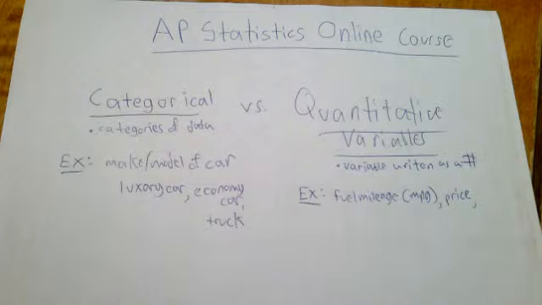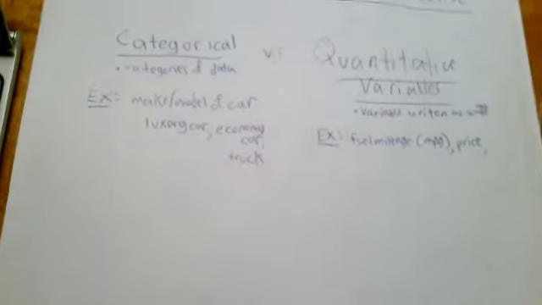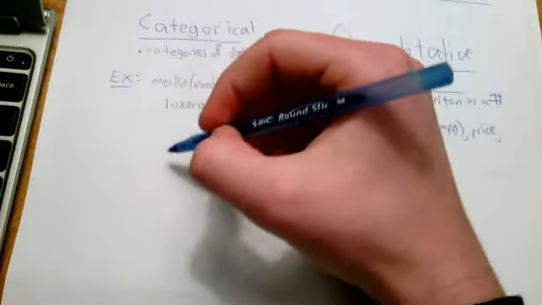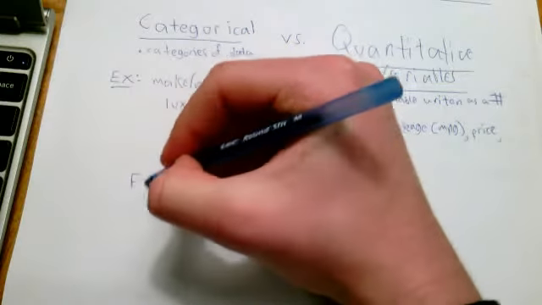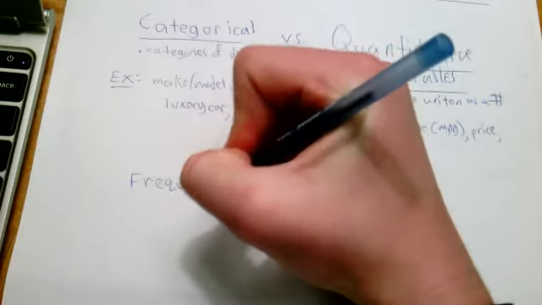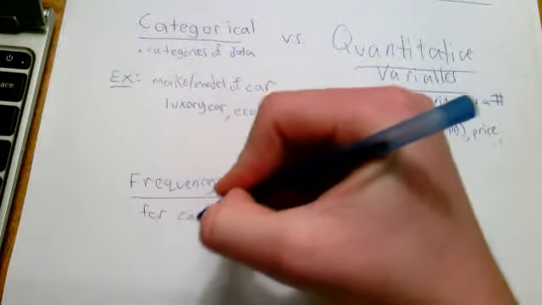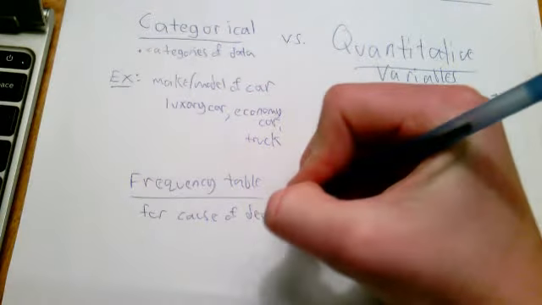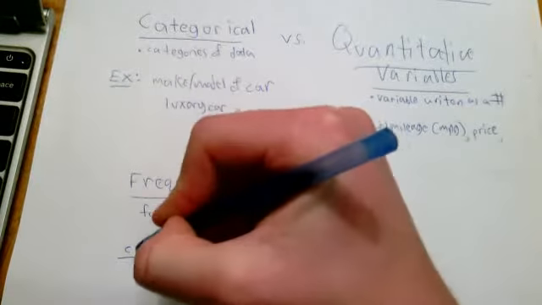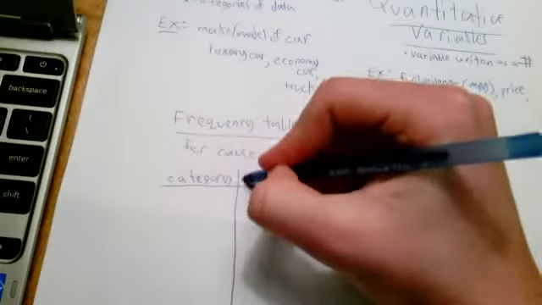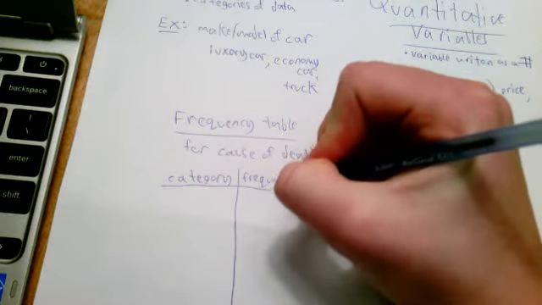Now that we know the difference between categorical and quantitative variables, I'd like to begin talking about frequency tables, because that's how you work with categorical variables. So let's make a frequency table for cause of death. With the frequency table, you always have the category on one side, and then on the other side you have frequency, or the number of the events.